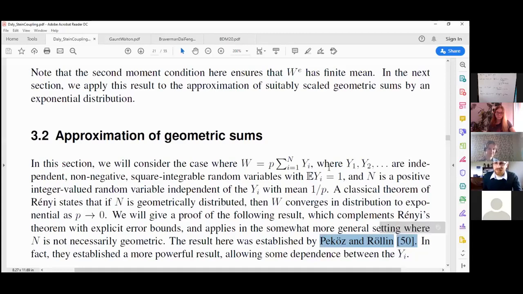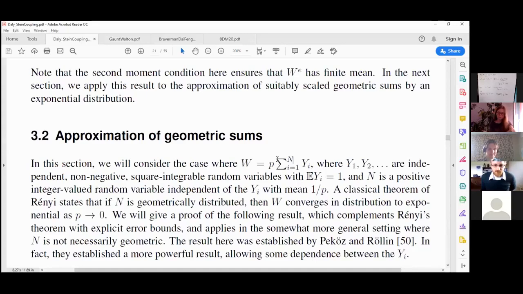But it is relatively interesting, and not too much work, to relax the assumption that my number of terms is geometrically distributed. So we are going to prove something a bit more general than Renyi's result, but not as general as the result that Pecos and Roland proved. Just to tell you what I'm doing, what I'm not doing, and what's out there in the literature if you're interested in finding some more.